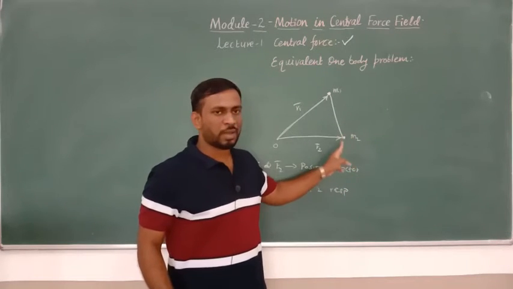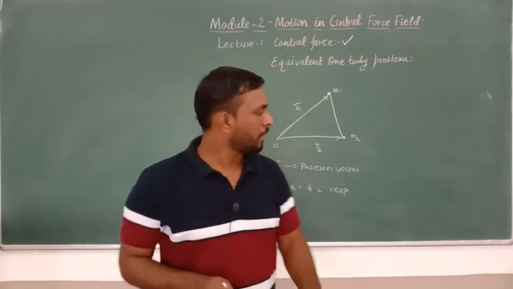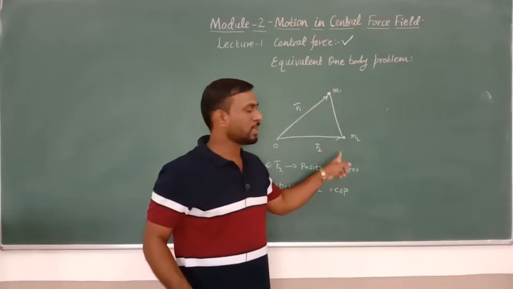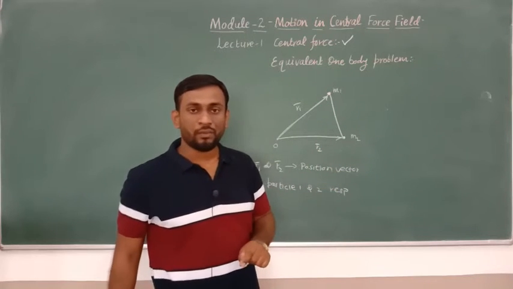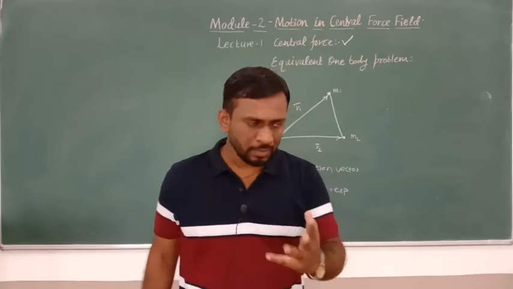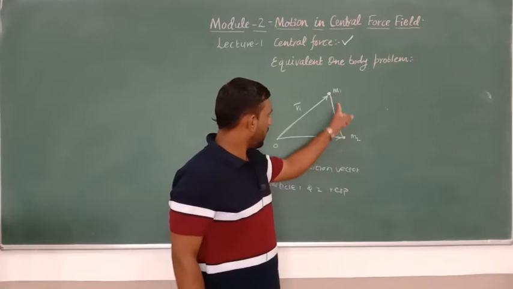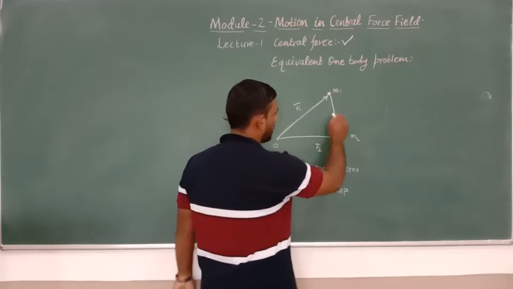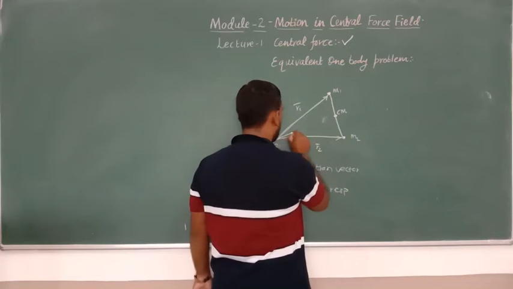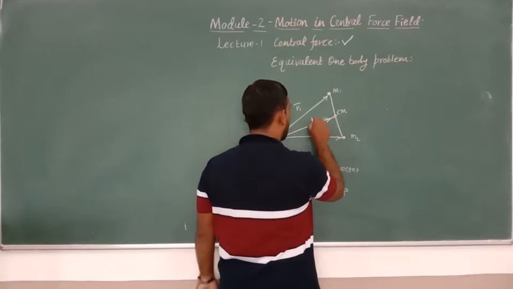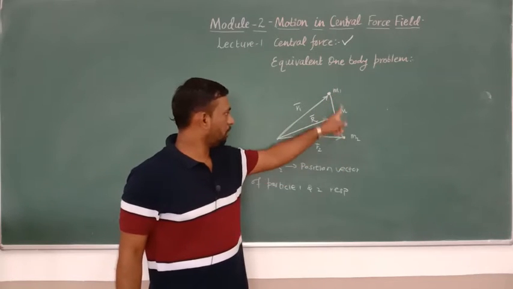So how do we find the center of mass? The center of mass is the point where the total mass of the system is supposed to be concentrated. For the system consisting of masses m1 and m2, I choose a point, not exactly the middle but in between m1 and m2, where the whole mass is supposed to be concentrated. Let its position vector be r.